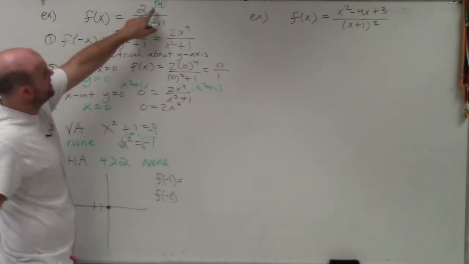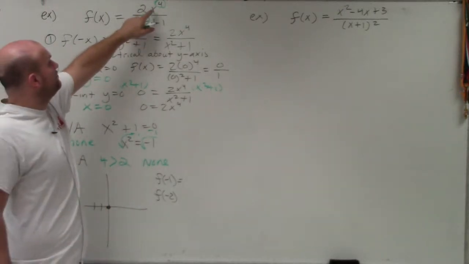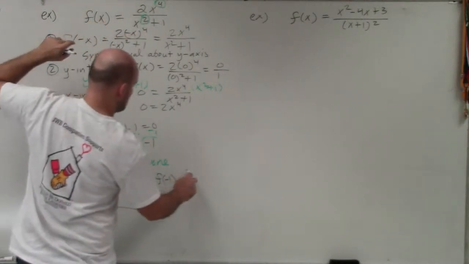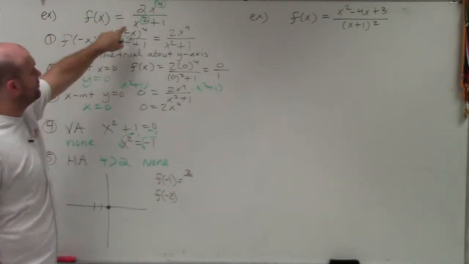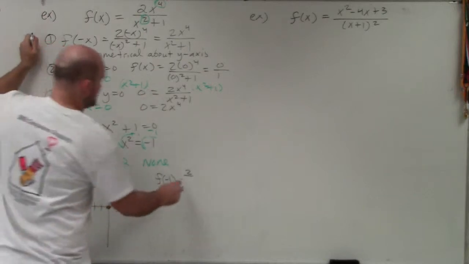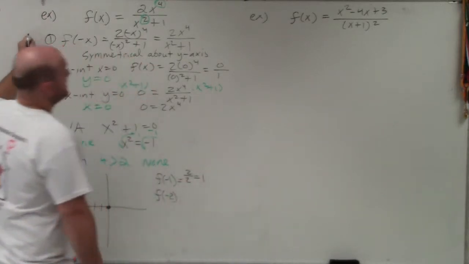So negative 1. Negative 1 to the fourth power is positive 1. 2 times positive 1 is 2. Negative 1 squared is positive 1. 1 plus 1 is 2. Now let's do negative 2.